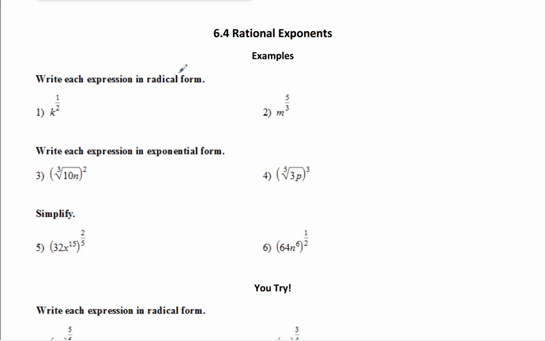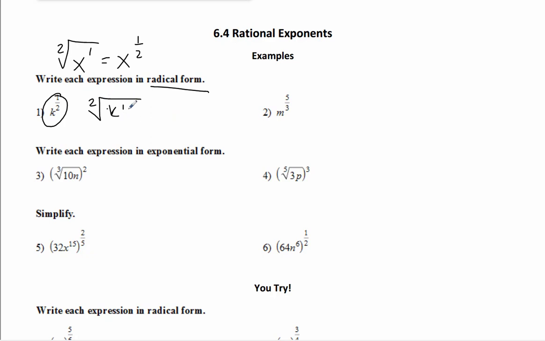So first, write each expression in radical form. There's something we need to know: if I have a square root of some variable, say x, I can rewrite this as x to the 1/2 power, where the 1 is really the exponent on that. So this is k to the 1/2, and I want to write this in radical form. What happens is my denominator becomes the index of the actual root. Since this is a 2, it's now the square root of k to the 1st power.